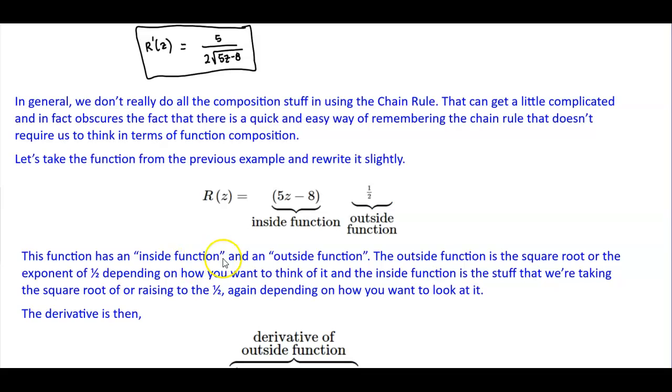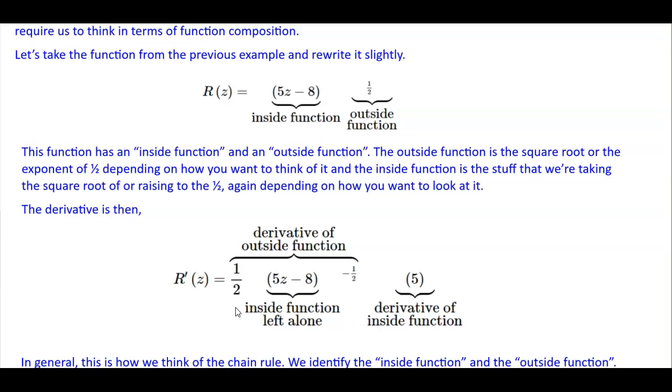Now, this function has an inside function and an outside function. The outside function is the square root or the exponent of 1/2, depending on how you want to think of it, and the inside function is the stuff that we're taking the square root of or raising to the 1/2, again, depending on how you want to look at it. And then the derivative is then, well, the r prime of z is equal to 1/2 times 5z minus 8 to the power of negative 1/2 times 5. Well, this is the derivative of the outside function, and what's inside here is the inside function left alone. And over here, this is the derivative of the inside function.